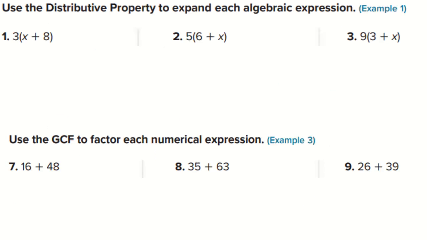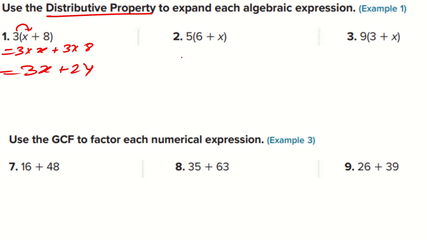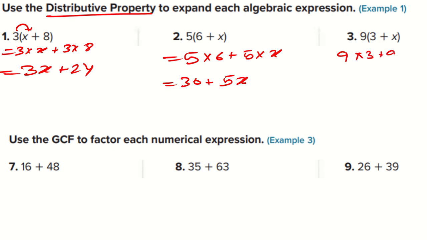Now next one is use the distributive property. What is the distributive property? To multiply the outside number inside. So 3 multiply x plus 3 multiply 8. 3 multiply x means 3x and 3 multiply 8 means 24. Same here. 5 multiply 6 plus 5 multiply x, that is 30 plus 5x. Here 9 multiply 3 plus 9 multiply x means 27 plus 9x.